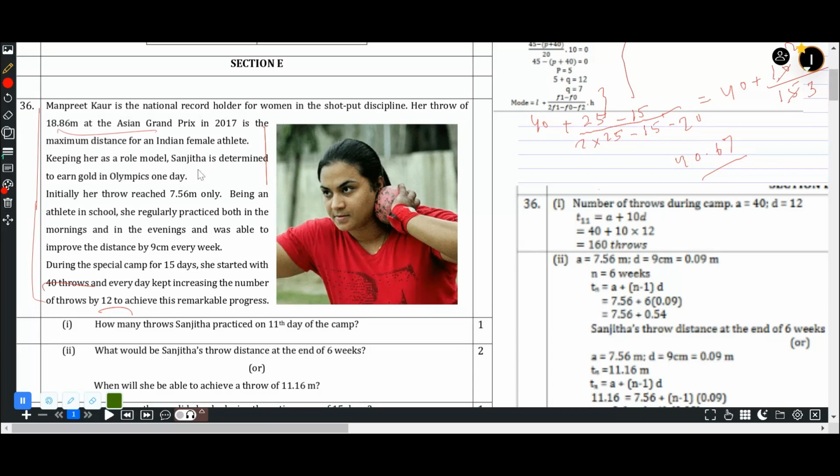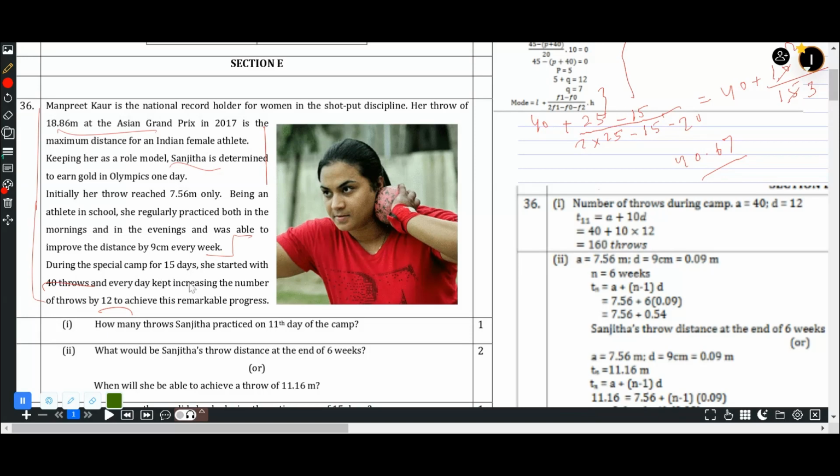Keeping her as a role model, Sanjita is determined. So our actor here is Sanjita, determined to earn gold in the Olympics one day. Initially, her throw reached 7.56 meters. Being an athlete in school, she regularly practiced both in the mornings and in the evening, and was able to improve the distance by 9 centimeters every week. Now this has actually come in the second part of the question, so ignore it. Your first part of the question is here in the last 3 lines.